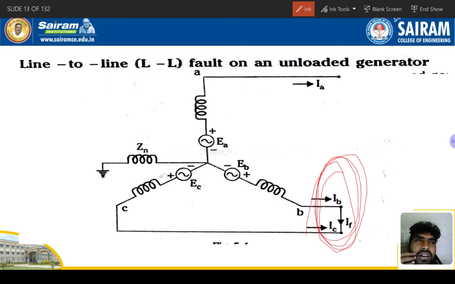For example, another example: if a bird touches both the transmission lines, what happens? Automatically the bird will die, right? Because more shock is occurring, and more electrical current, electrons, will move into the body of the bird, automatically it will die. So if it touches both the transmission lines, then only the fault will be there. But if it touches only one wire, it will not get a shock, or it will not have any effect, right? So that is a double line, LL fault, line to line fault.